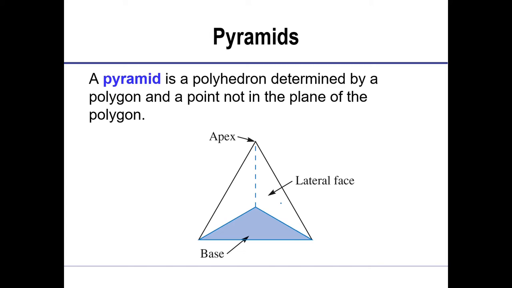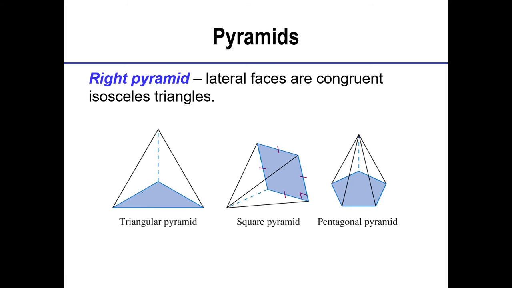A pyramid is a polyhedron determined by a polygon and a point not in the plane of the polygon. The faces of the pyramid meet at a point called the apex. The faces of the pyramid are known as lateral faces, and the base in this case is a triangular base, but we could have different types of bases. There are different types of pyramids. The right pyramid is where the lateral faces are congruent isosceles triangles. Remember, isosceles triangles have 2 sides that are congruent.